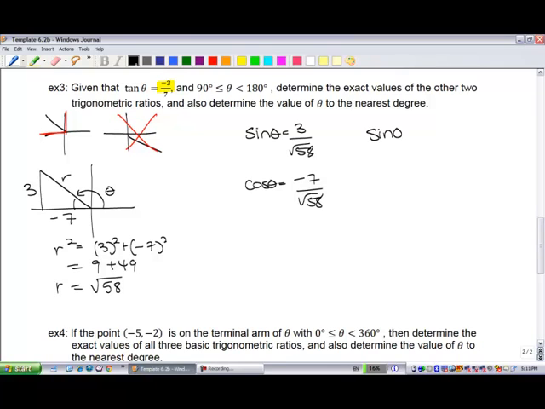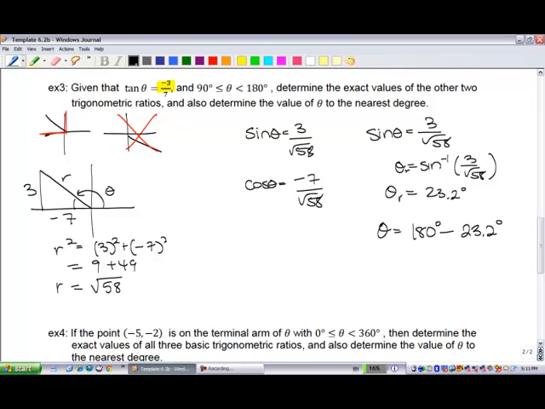Let's go with the positive sine theta. Theta is arc sine, or second function sine, inverse sine of 3/root 58. You can just roll that through your calculator, and we should end up with 23.2 degrees as the reference angle. So the standard position angle is, because we're in quadrant 2, 180 minus 23.2 degrees, which if we round, works out to be 157 degrees.